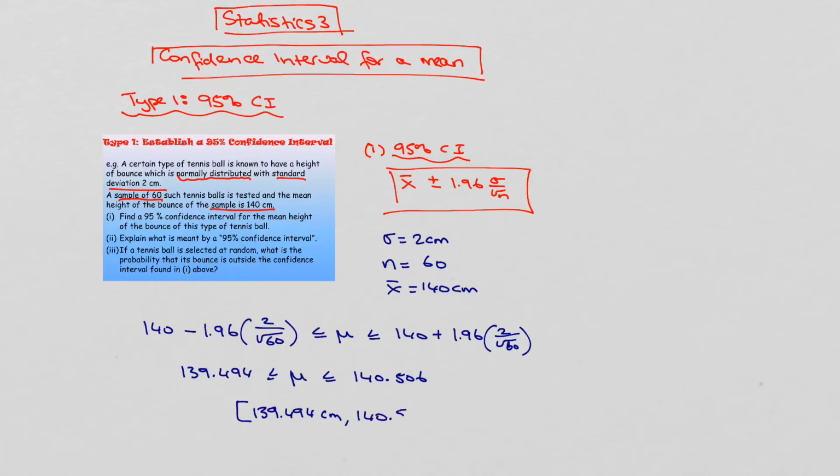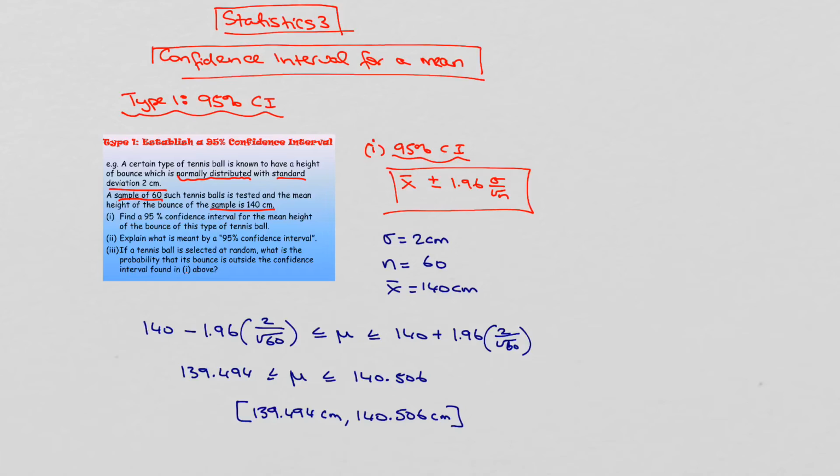to 140.506 centimetres. So in other words, we expect the true population mean to lie within these two values for our tennis balls. So if we were to drop them, we would expect the height of the bounce to be somewhere between 139.494 centimetres and 140.506 centimetres. In other words, we're 95% confident that the true population mean lies between these two values. So in other words, the true height of the bounce is somewhere between these two values.